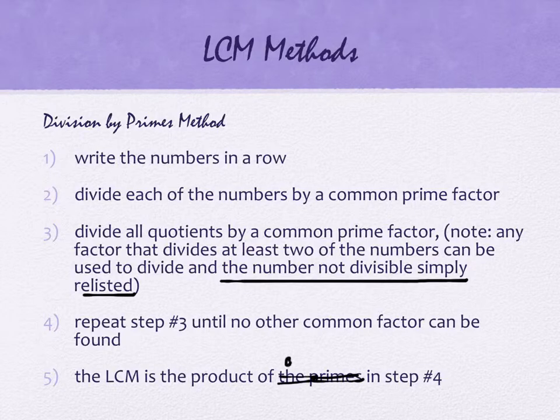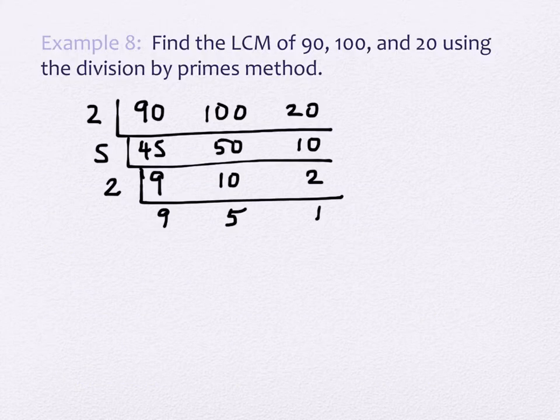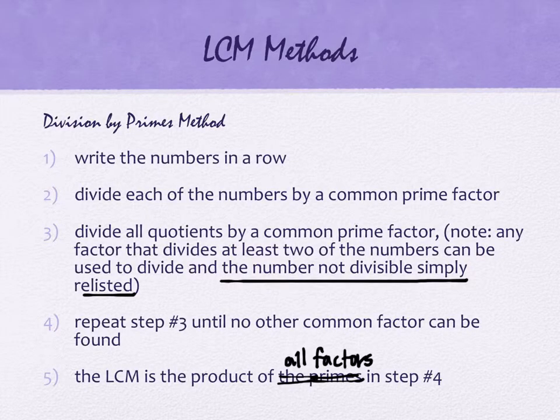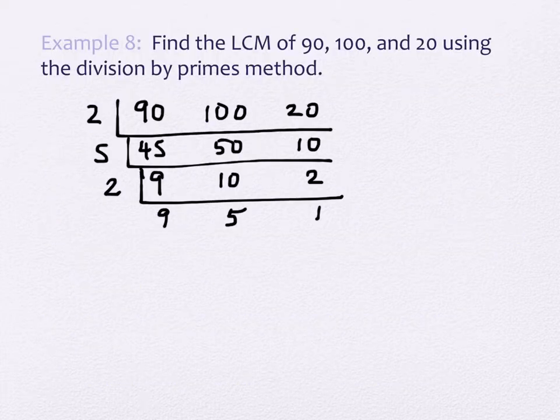Let's just say the product of all factors. That's probably a better description here. The product of all the factors. Sorry, I should have left it there. They're not necessarily all going to be prime. In particular, the number 9 here is not prime, correct?